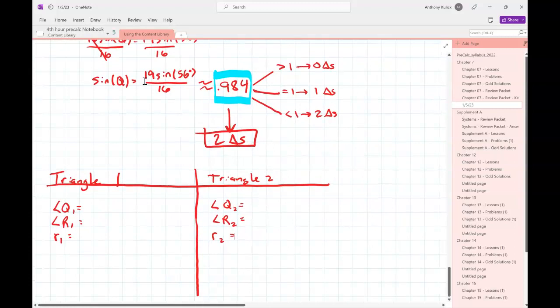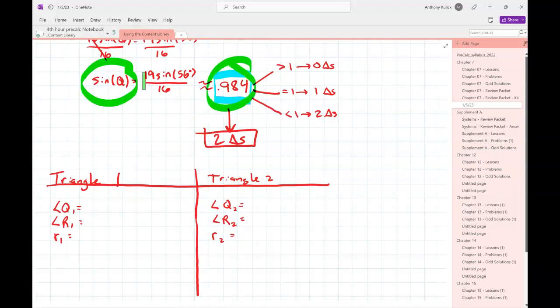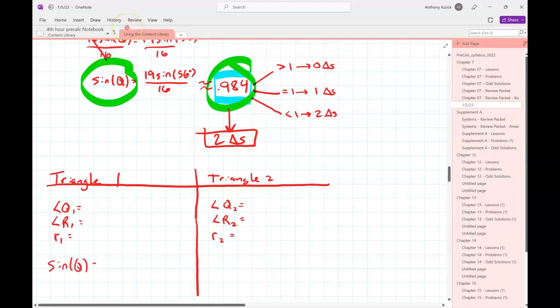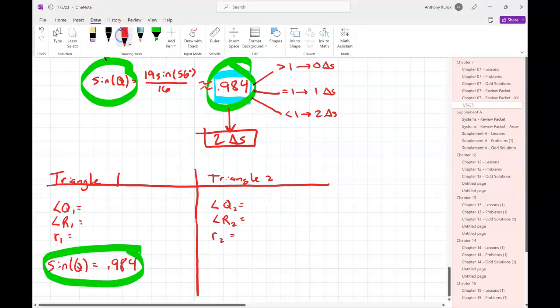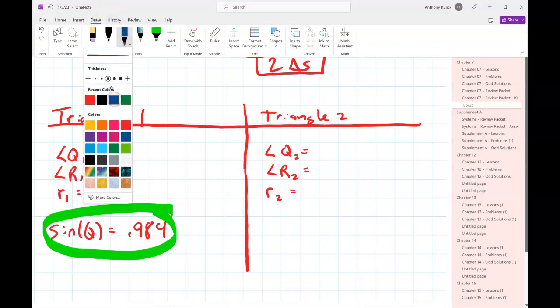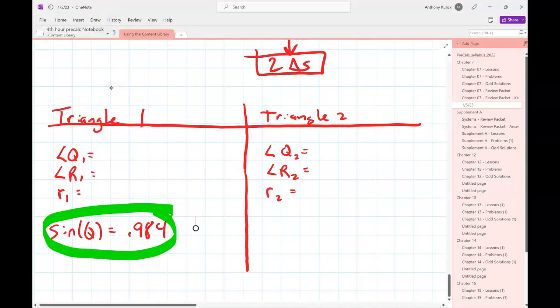So let's do triangle 1 first. I'm going to start with this equation. Everybody's okay with where that came from? That was just what I used to determine whether it was 0, 1, or 2 triangles. Okay, I need to solve this equation for Q. How do I do that?